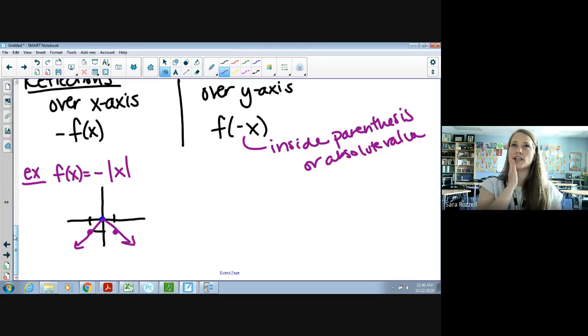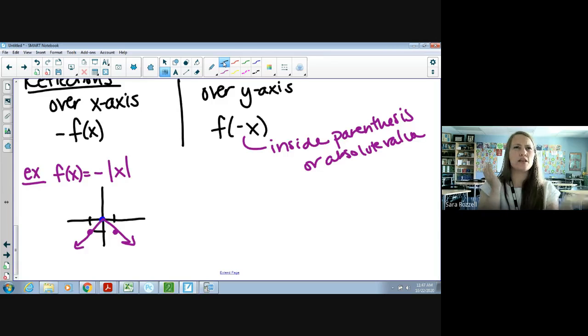Any questions on reflections? If there's a negative in front, it means we are upside down. Same thing with a quadratic with a U. Upside down would be a reflection, a negative in the very front. Our very last thing, so we've moved it around, we've flipped it over, but now we're going to change how steep it is, what our slope is, or what we call a vertical stretch or a vertical compression.